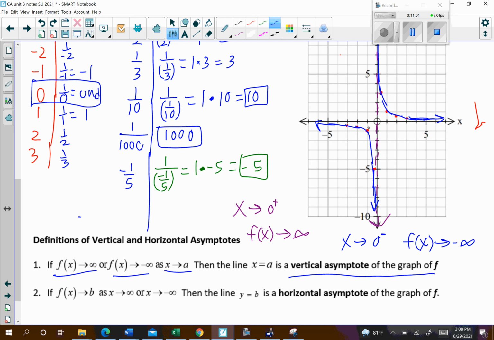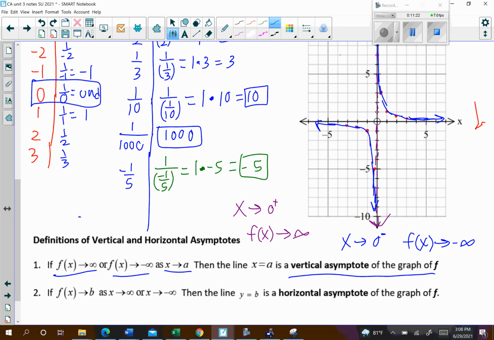If you notice, I plotted like 8 points. Once we get really comfortable with this, we're going to plot 2, maybe 4 points. We're not going to plot a lot of points because the asymptotes are kind of like guardrails for us. So we have a vertical asymptote, and we also have horizontal asymptotes.